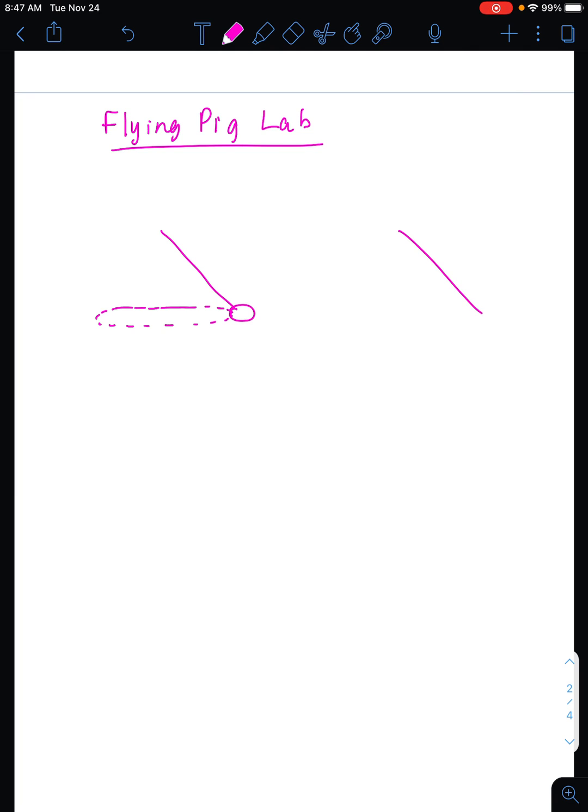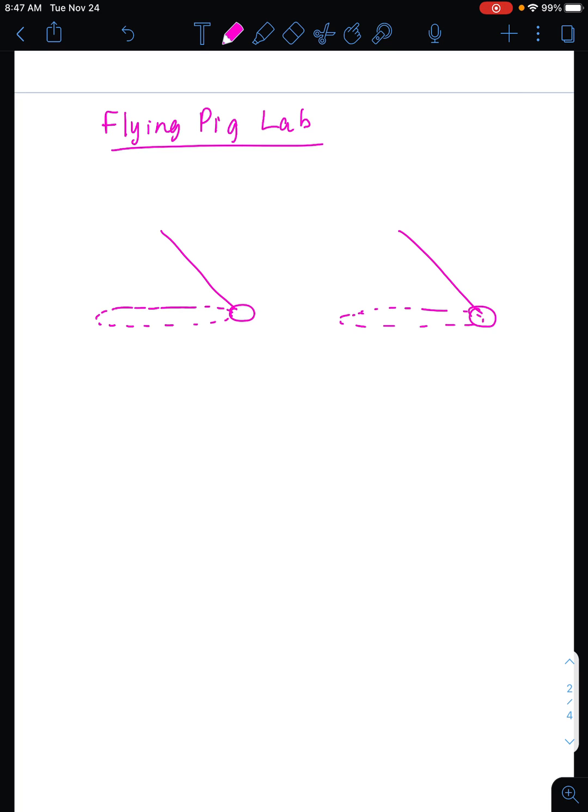Welcome. Today we are going to go over the virtual flying pig lab. I wanted to start off by looking at a picture of what the pig was doing as it flapped around in its circle. Here's my pig, and here is the circle that it went around in. I'm going to draw two different pictures of the same thing, showing the pig going around in the circle.